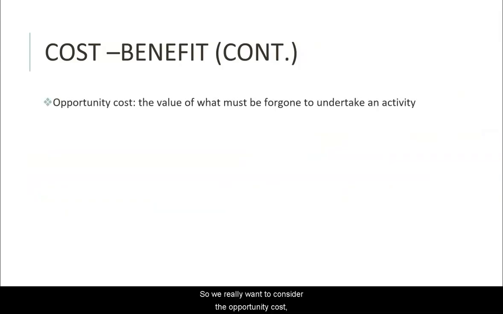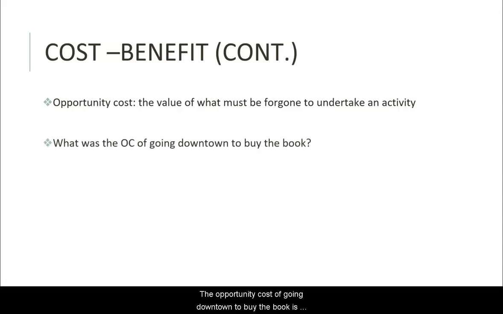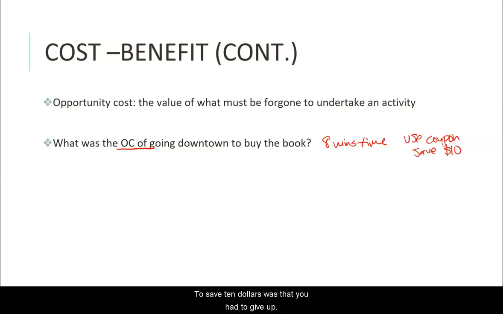So we really want to consider the opportunity cost, so what you had to give up to do an activity. And in this example, the opportunity cost of going downtown to buy the book is the value of your 8 minutes of time. So what is that time worth to you? It's going to be different depending on what time during the semester, what time of day, what else you have to do. Your value of your time might be different than the value of my time, but the opportunity cost, what you had to give up to use that coupon to save $10, was that you had to give up 8 minutes. So this is an implicit cost.